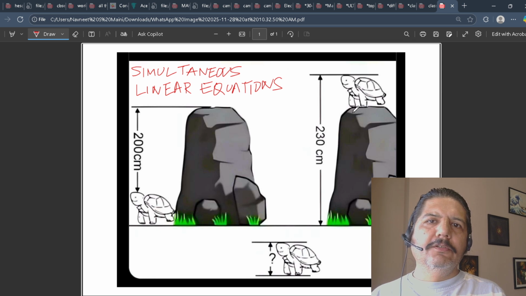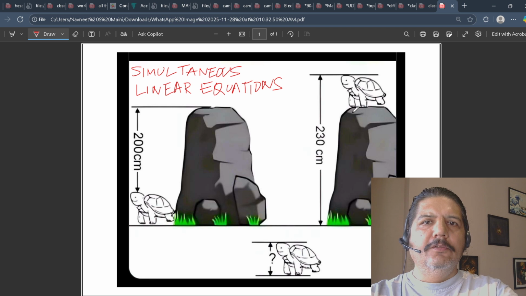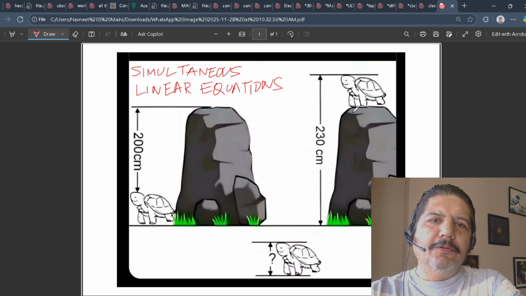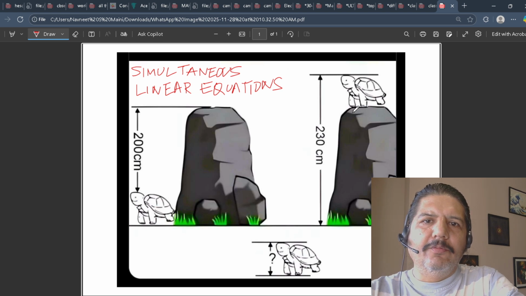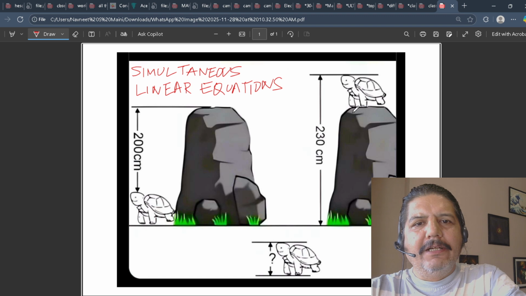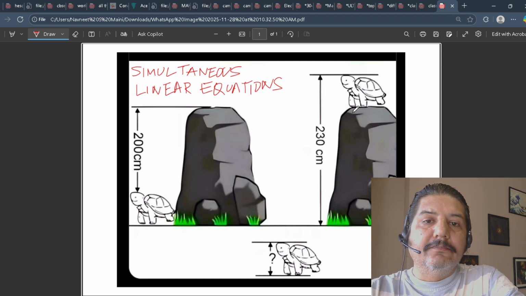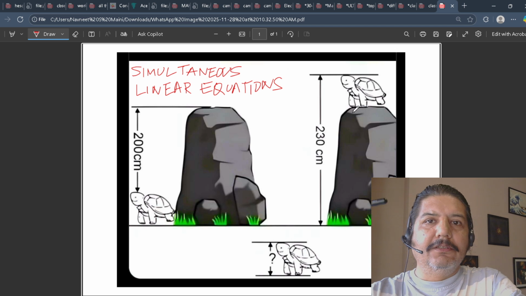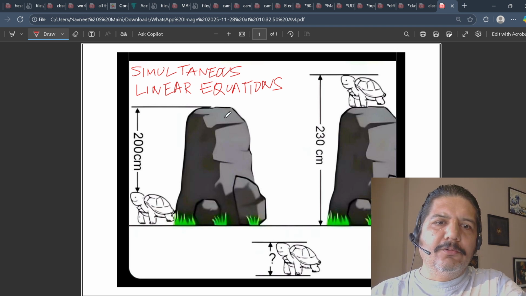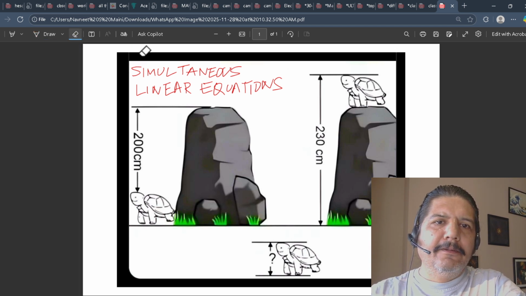This is a problem that I saw on Instagram the other day. I found it interesting. Of course, you can do this logically, but let's try to do this systematically. This is a part of simultaneous linear equations. Simultaneous linear equations are usually taught in class 9th or 10th. I think in the IGCSE board, they teach this in class 8th also. So let's try to do this systematically.